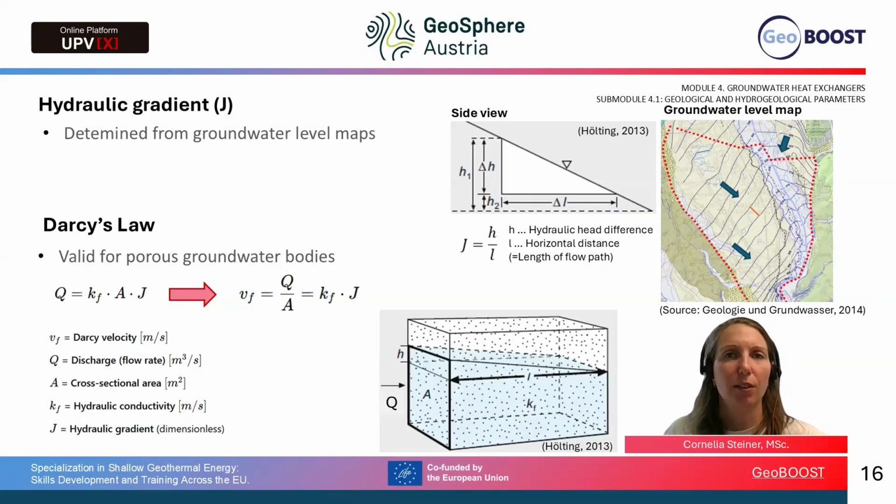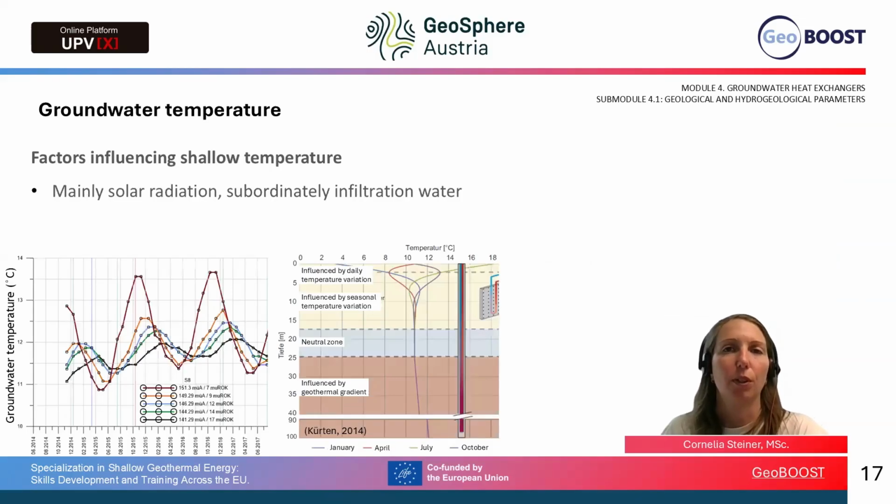Now we come to the last hydrogeological property presented here, which is the groundwater temperature. The groundwater temperature is impacted by solar radiation and subordinately infiltration water. The influence of daily atmospheric temperature fluctuations on the groundwater body is insignificant due to its penetration depth of only a few decimeters. However, the situation is different for seasonal temperature fluctuations, whose influence reaches deeper into the subsurface and thus affects the temperature of the groundwater.